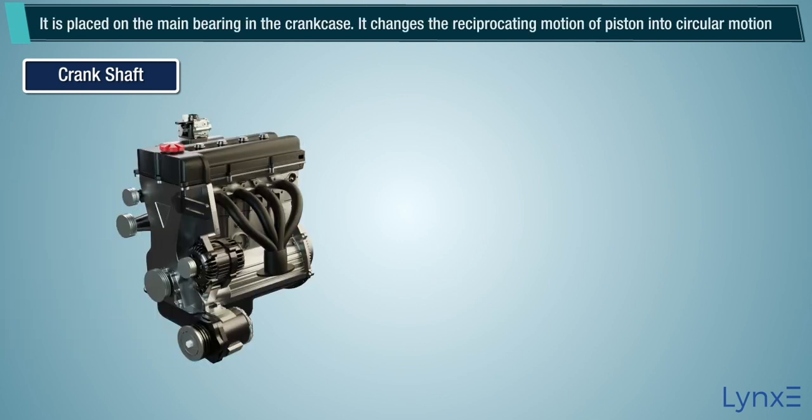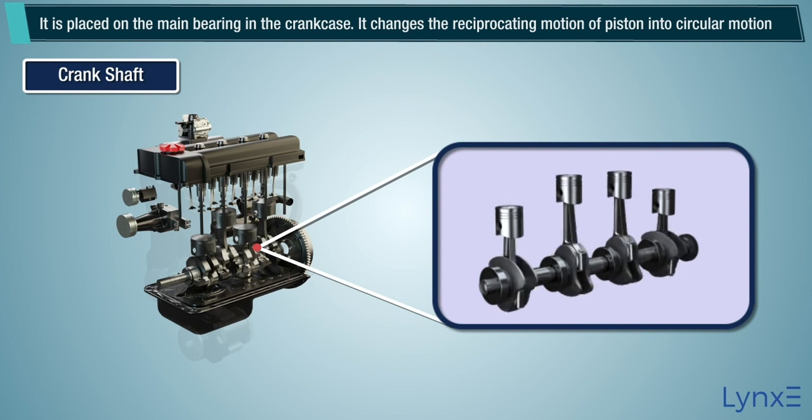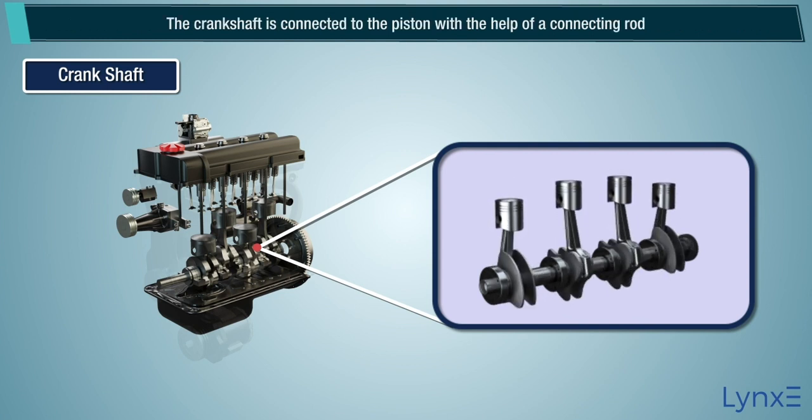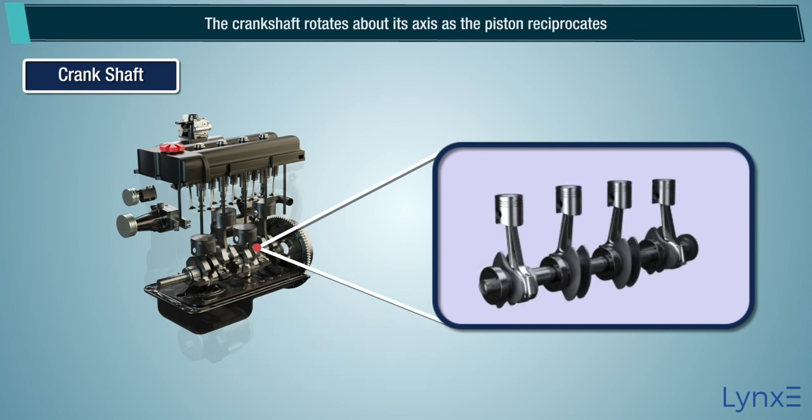Crankshaft. It is placed on the main bearing in the crankcase. It changes the reciprocating motion of piston into circular motion. The crankshaft is connected to the piston with the help of a connecting rod. The crankshaft rotates about its axis as the piston reciprocates.